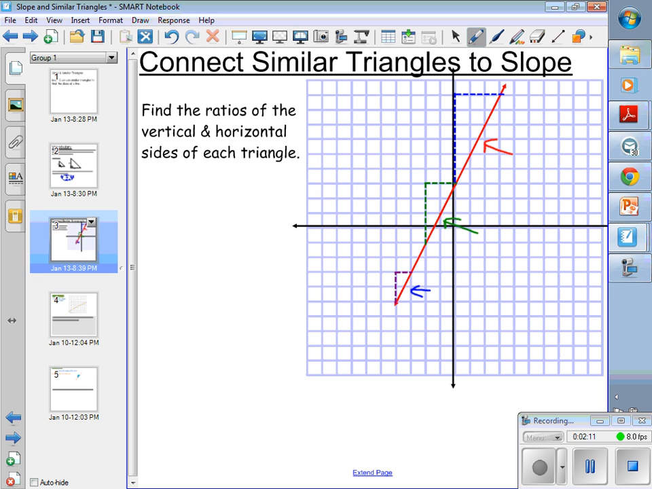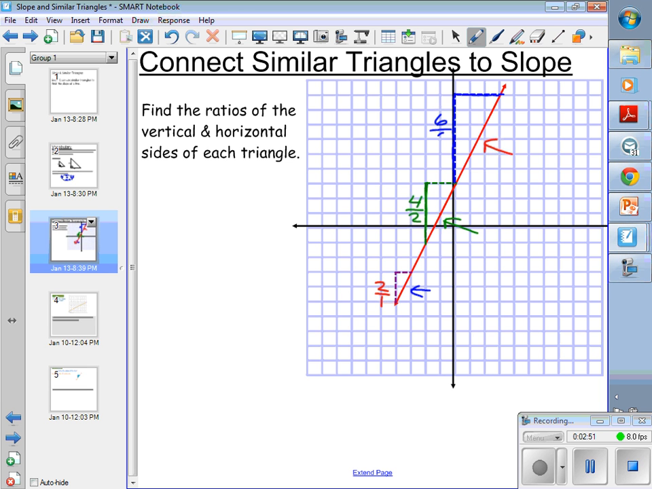Okay, so here we can see our slope is rise 2, run 1. So our slope is 2 to 1. Here we rise 1, 2, 3, 4. Well, that can't be right. 1, 2, 3, 4. There we go, 4. And we run 2. And over here, we rise 1, 2, 3, 4, 5, 6, and we run 1, 2, 3.